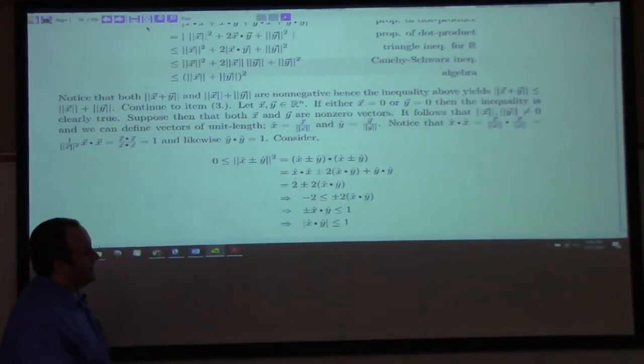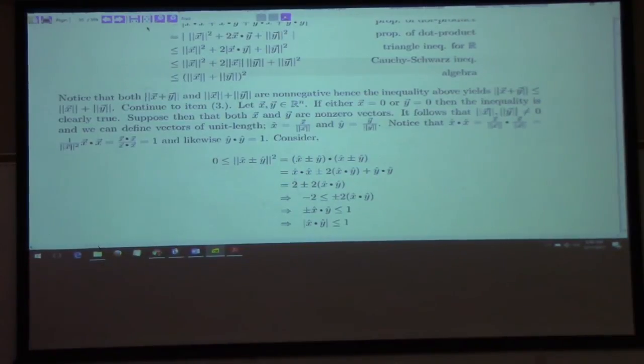Move the minus to the other side. So what I have is that plus or minus x hat dot y hat is less than or equal to 1, which shows you what? x hat dot y hat is less than or equal to 1 in absolute value. There you go. Well, that's not quite it. Then you go back up to, well, let me just go to the next slide.